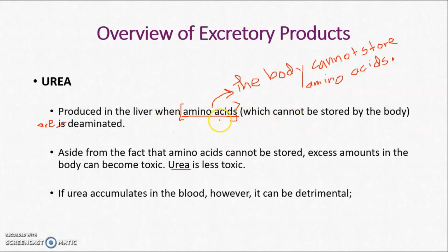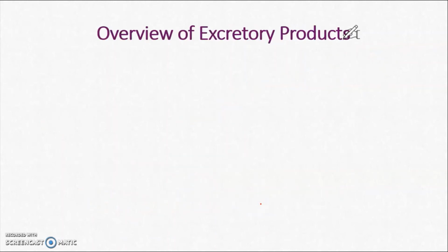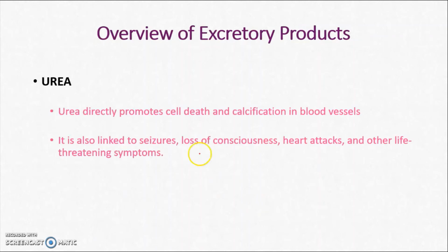So the body cannot store amino acids, so excess amounts are converted to urea, which is lost in your urine. Remember I stated that the accumulation of urea in the blood can be detrimental, although urea is less toxic than the buildup of amino acids. If urea accumulates in the blood, it can be detrimental. Here is what can happen if urea is allowed to accumulate.